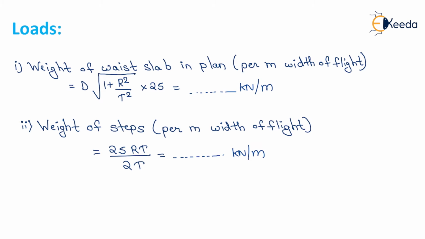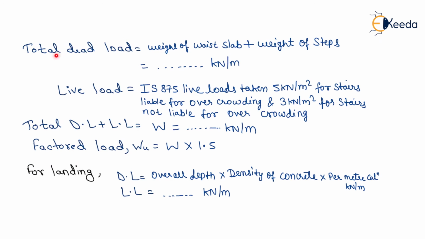Now second will be weight of steps per meter width of flight. By using formula 25 R into T divided by 2T. Here R and T are again risers and treads. We will get this value in kilonewton per meter. Now total dead load equals weight of waist slab plus weight of steps. We will get this value in kilonewton per meter.